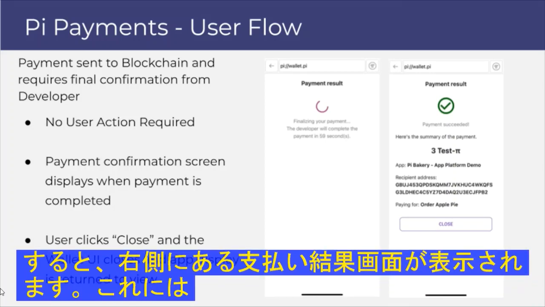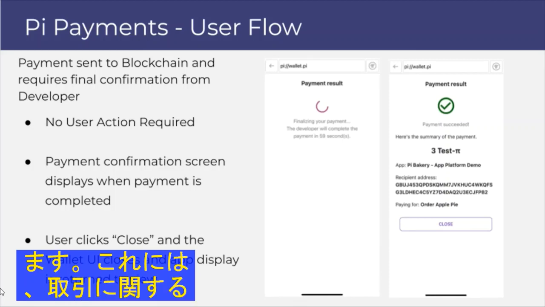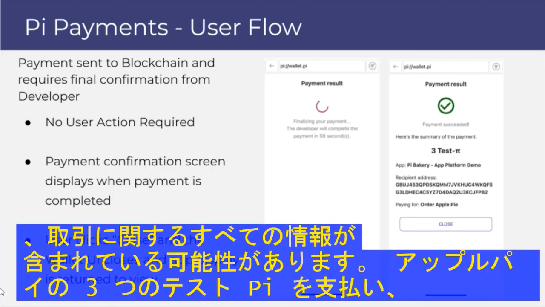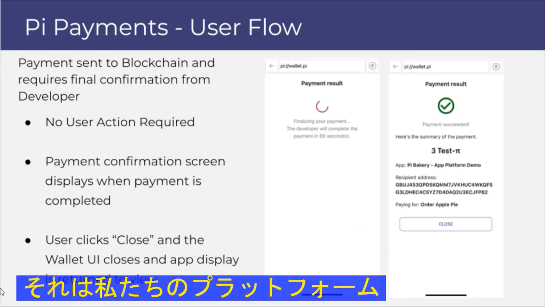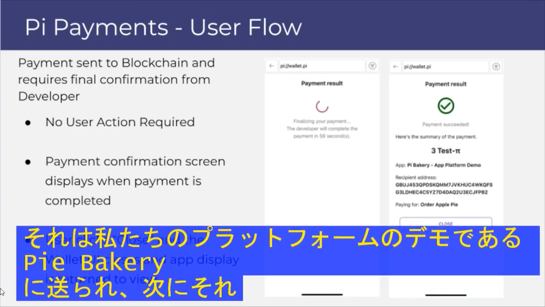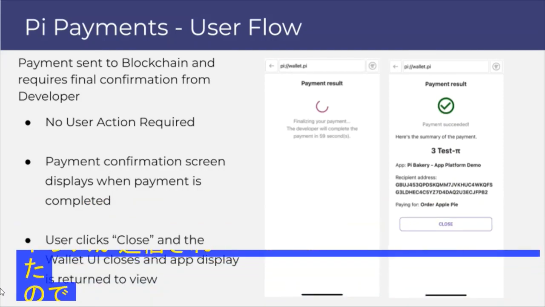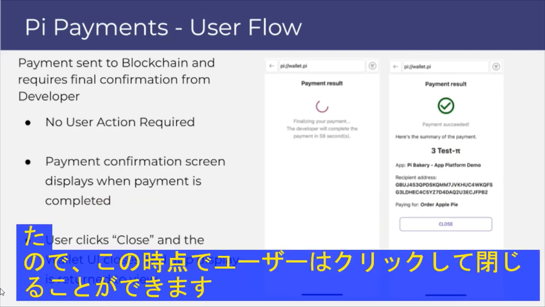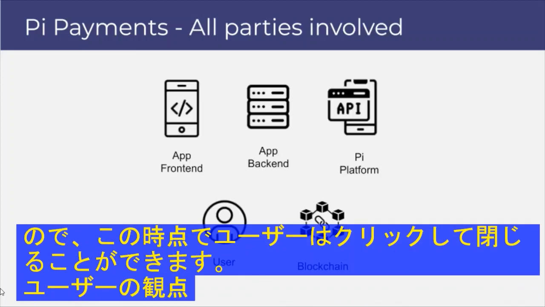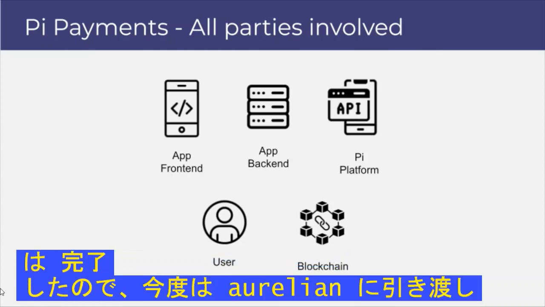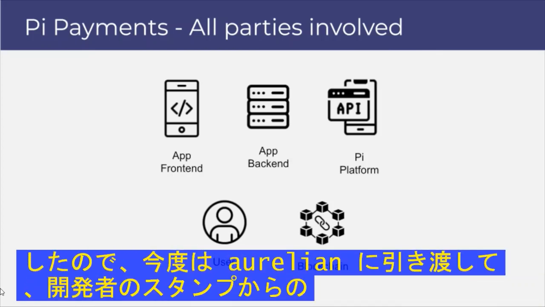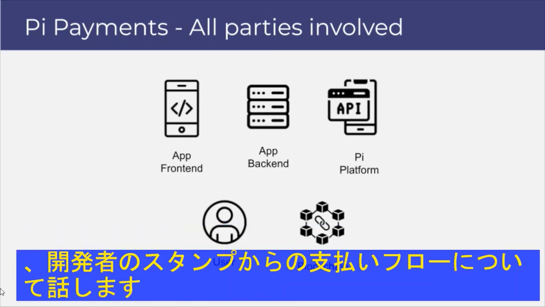This has all of the information for the transaction there. So you can see I paid the 3 test pie for the apple pie. It went to the Pi Bakery, which is our platform demo, and then the wallet address that it was sent to. So at this point, the user can click close, and the payment from a user standpoint has been completed. And so now I'll turn it over to Aurelian to talk about the payment flow from a developer standpoint.